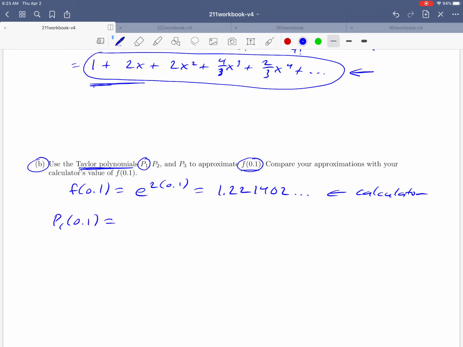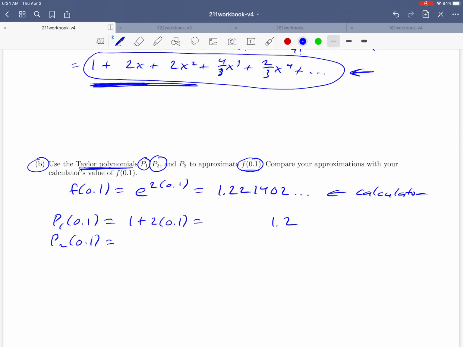So we're going to take 1 plus 2x, again, the terms in our Taylor series up until we get to the first power, and we're just going to plug in 0.1 for that x. Okay, you might be able to do that calculation in your head. That's just going to be 1 plus 0.2 is 1.2. Okay, and then similarly for the second Taylor polynomial, P2, we're going to go back to our series at the top of the page, and this time we're going to go until we get to the second power.